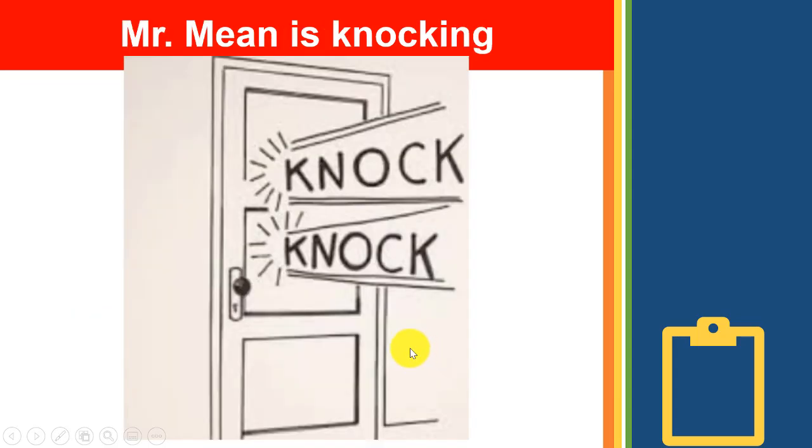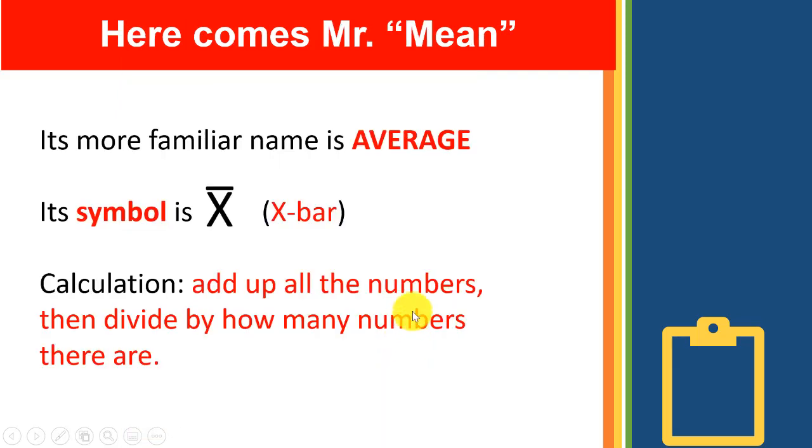Oh, knock. Who is knocking? Mr. Mean is knocking. Come in, man, come in. So here comes Mr. Mean. Mr. Mean has a familiar name, average. What's the average of your scores? That's a familiar name. But that's a symbol. This symbol, you can see this X with a bar on top of it, like a cap. He's wearing a cap, X bar.